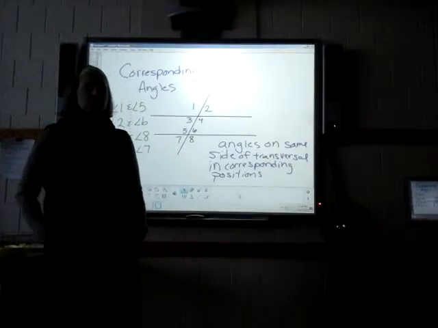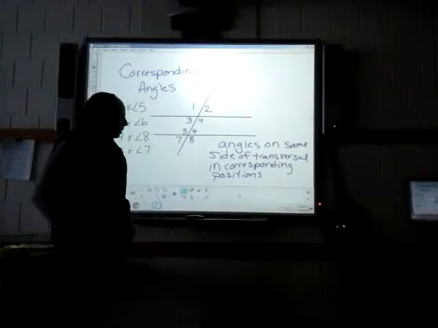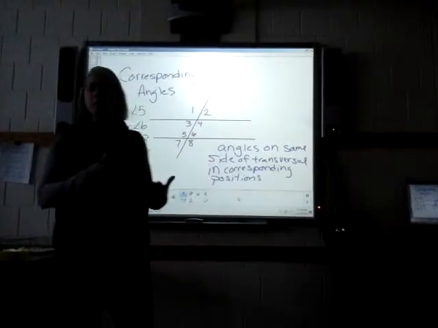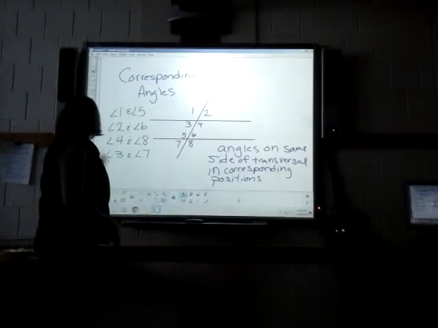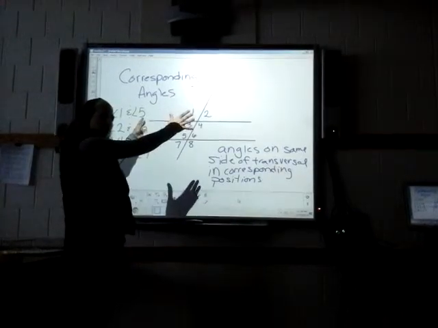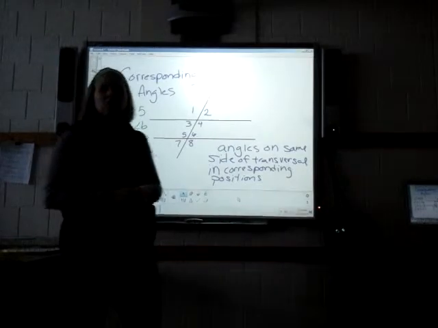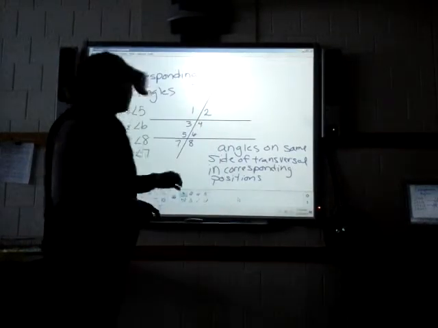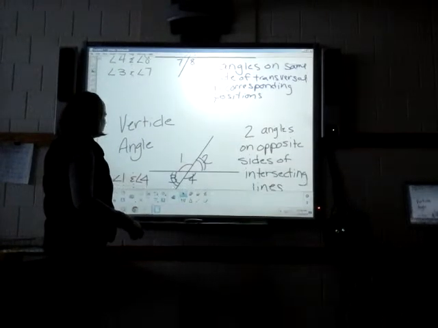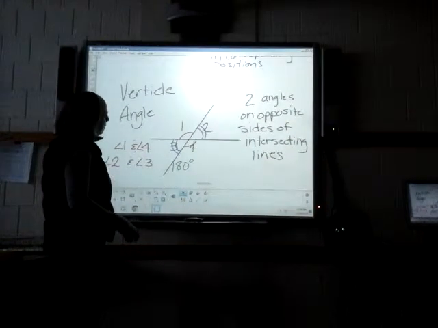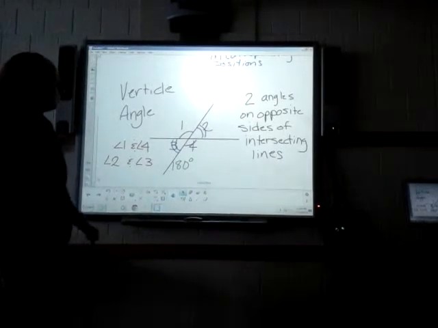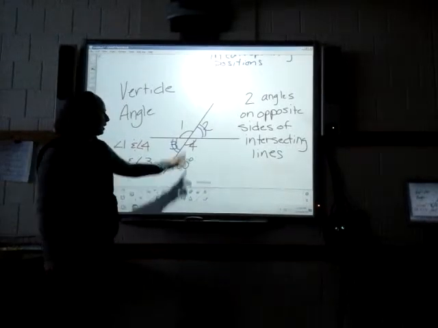Now we're going to turn a little bit. We're going to learn about 2 more vocabulary words before we're done with the book. These particular definitions are going to form all the rules about the relationship between the angles that we have learned about. So, the first one is a vertical angle. Okay? Vertical angles are 2 angles on opposite sides of intersecting lines.